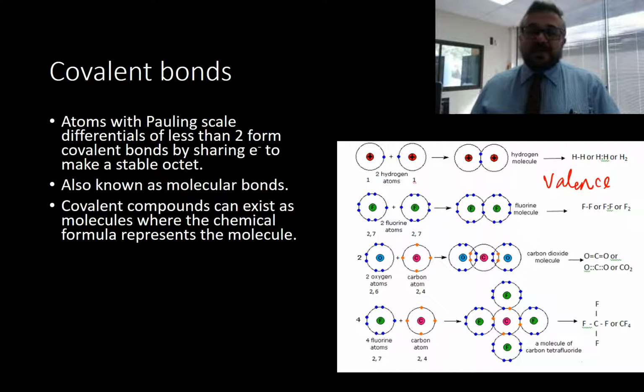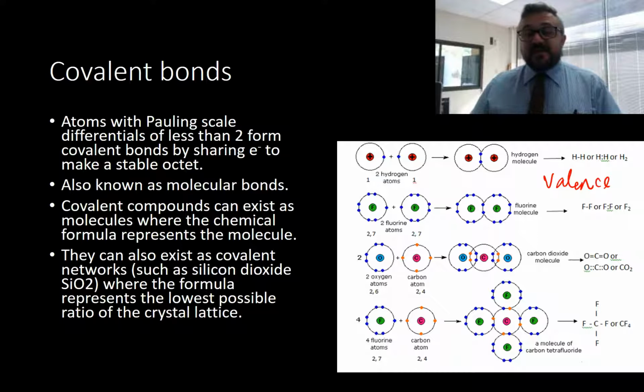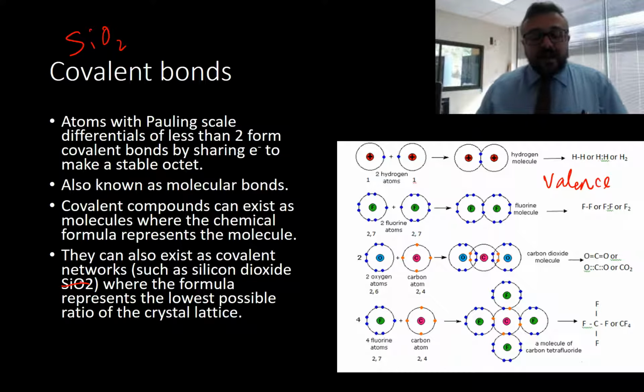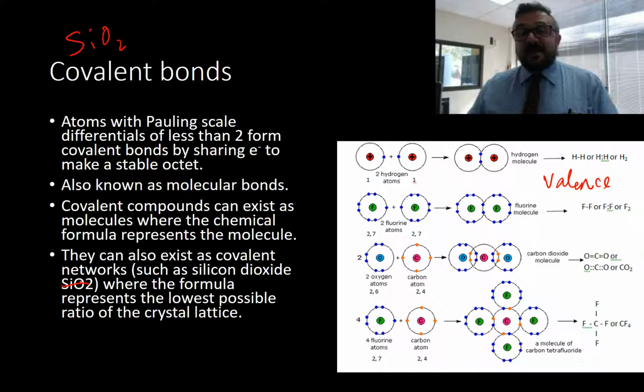So covalent compounds exist as molecules where the chemical formula represents the molecule. That's what we call covalent molecules. We can also have covalent networks, and these will exist as a lattice. That should be down there. Because we're chemists, we can write things properly. A covalent network is very similar to an ionic network, an ionic lattice, where the formula just represents the lowest possible ratio of different elements in that crystal lattice.